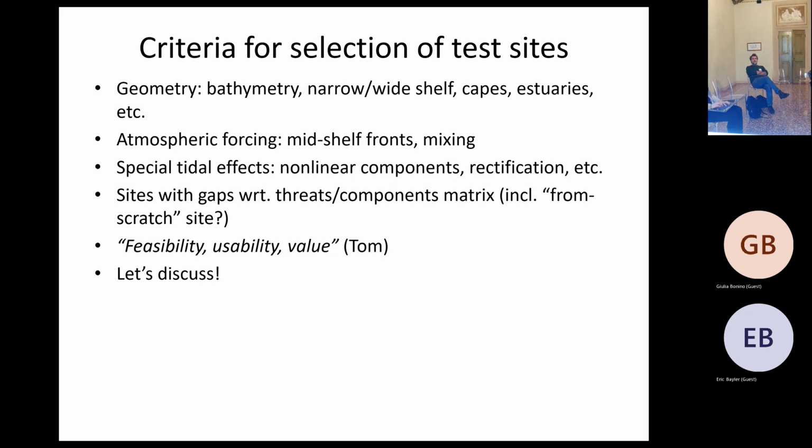But then again, this idea of a threats versus components matrix, gaps. We could be focused at least partly on gaps in that matrix. So we need some elements to address some particular threats, and this has not been done now. We want to validate that concept, for instance. This could include even a from-scratch site, maybe one more, because it's a bit risky, if we get the money.